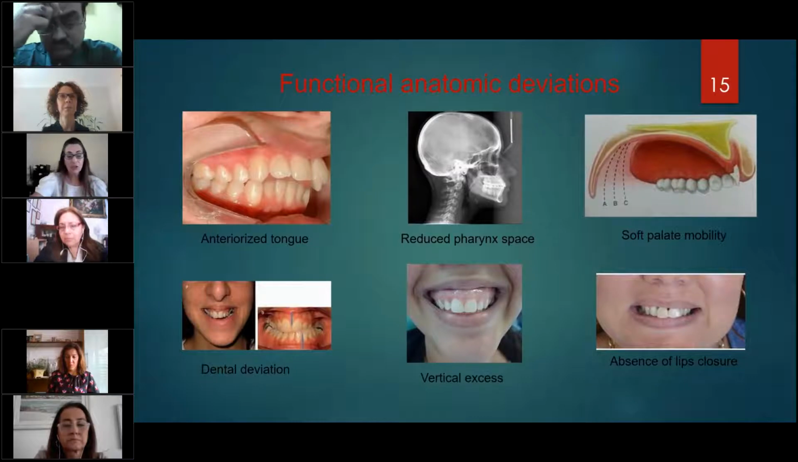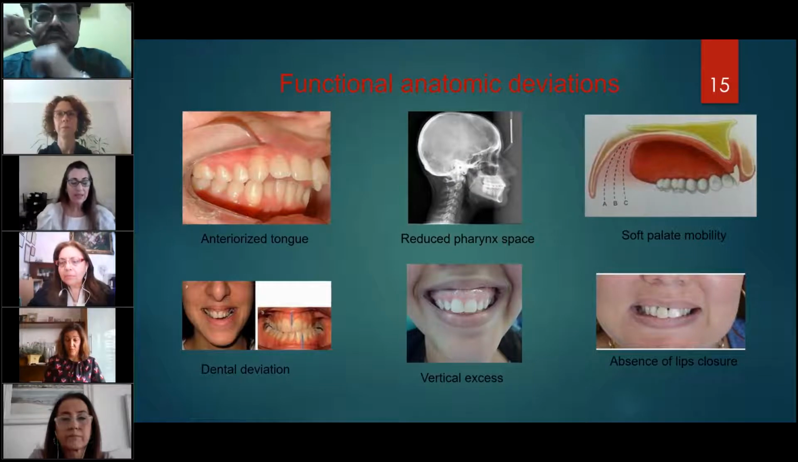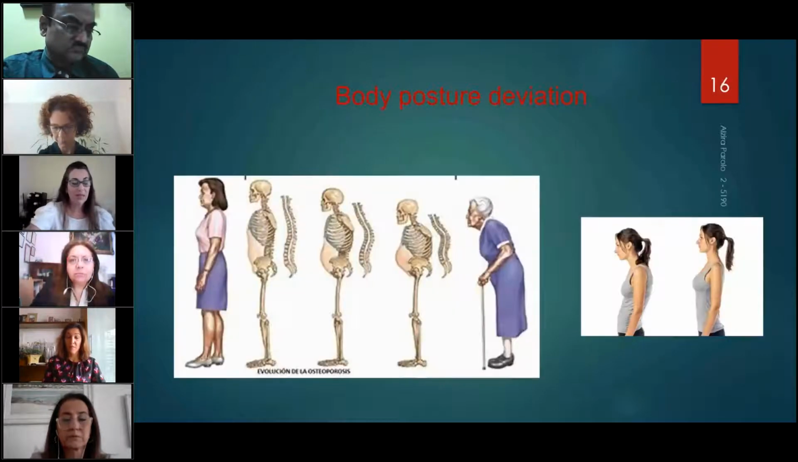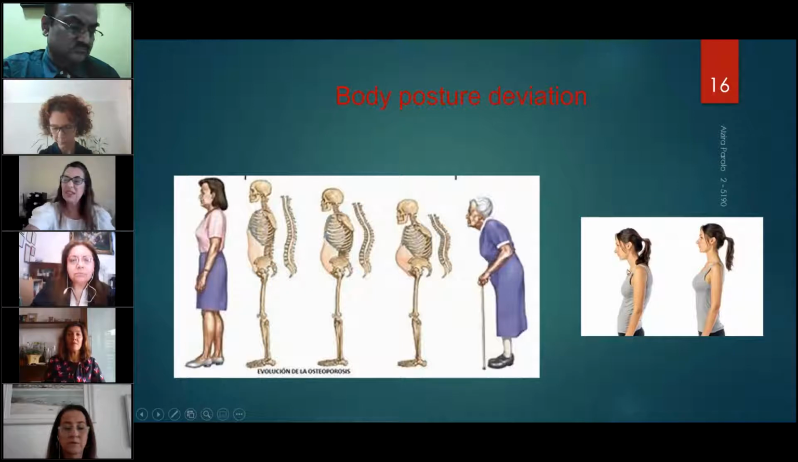These are some anatomic and functional deviations most found in class 2 patients, in which the inferior intraoral space is smaller than the superior space, anterior tongue, insufficient soft palate. An evident posture deviation. This is a class 2, a breathing deviation of posture.